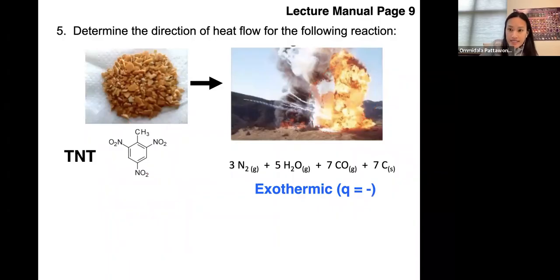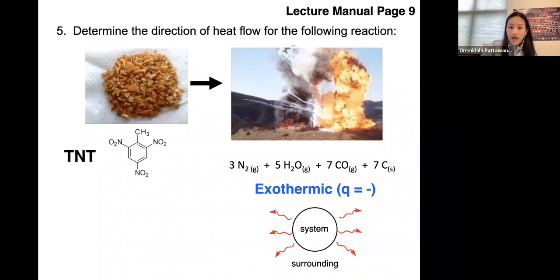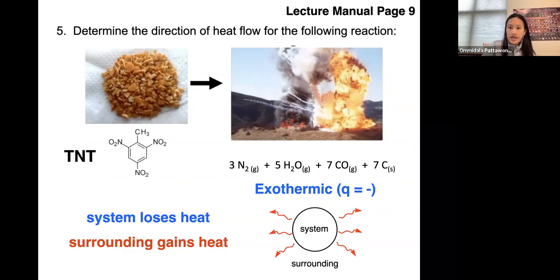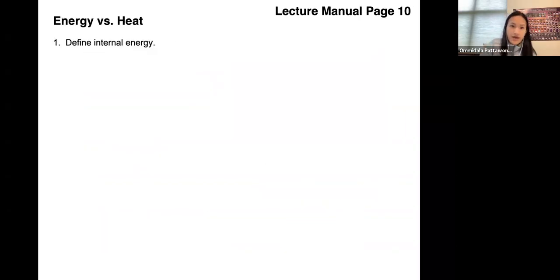So again, because this is exothermic, the Q would be negative. So my expectation for you is that you need to be able to assign the sign of heat as well, which is Q, right? Whether it's positive or negative, okay? So this is going to be negative because the system is releasing heat, okay? So it's losing heat, okay? So in this case, if you draw this diagram right here, the flow of the heat would be going out from the system to the surrounding. Okay, so in this case, the system loses heat and the surrounding gains heat. Okay, so this is an example of exothermic.